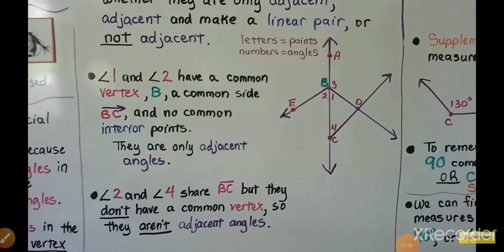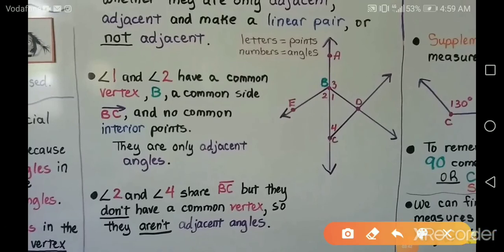Here I have angle 2 and angle 4. They share BC, but they don't have a common vertex, as you see. So they aren't adjacent angles. Again, angle 2 and angle 4 share BC, but do they share the same vertex? No, of course not. So they aren't adjacent angles.